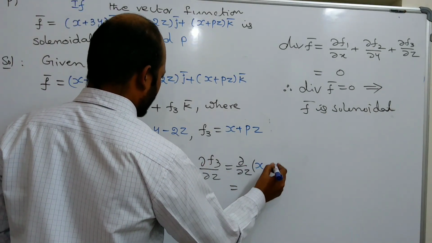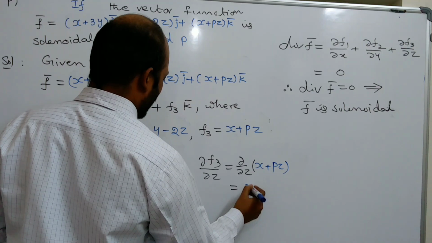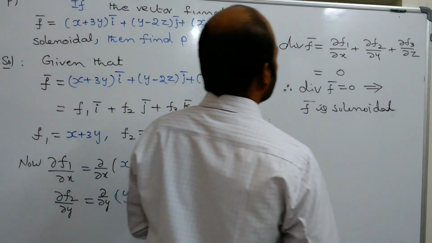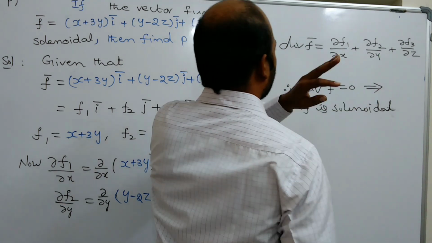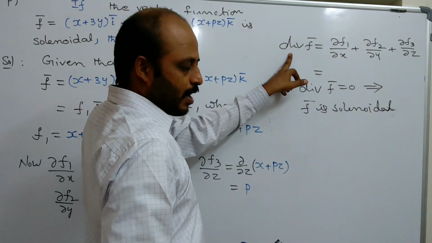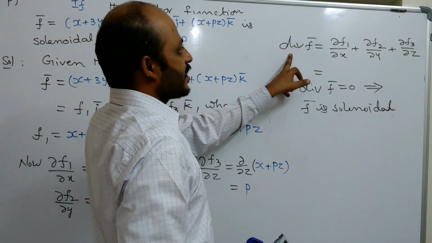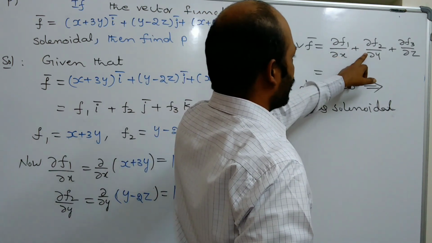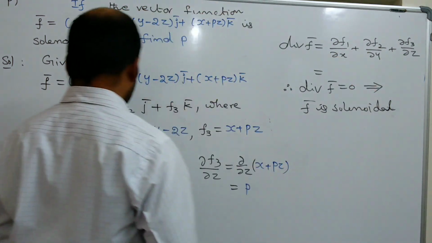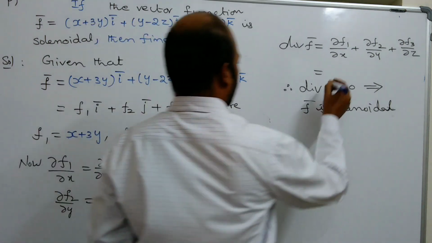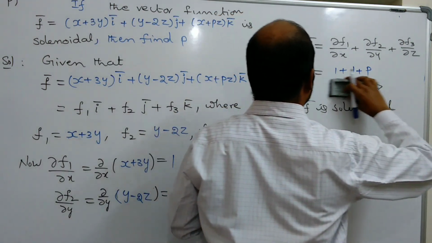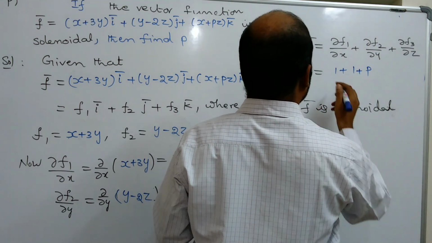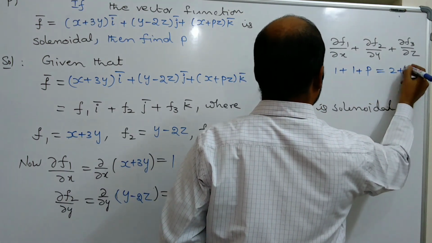Dou by dou z of x plus pz, you get the point p. Divergence of f bar, div f bar is equal to dou f1 by dou x plus dou f2 by dou y plus dou f3 by dou z, which is 1 plus 1 plus p. By the given data, this is nothing but 2 plus p.